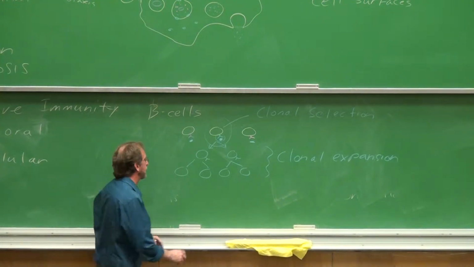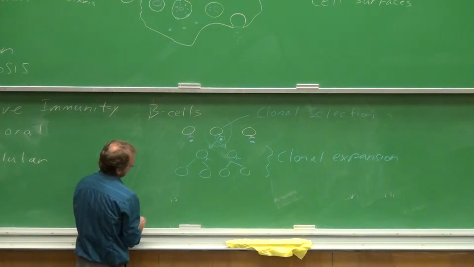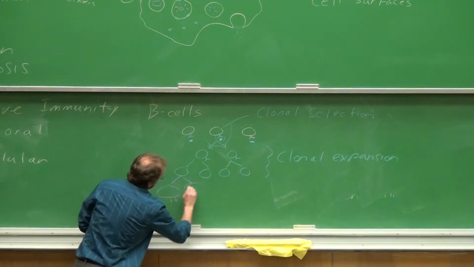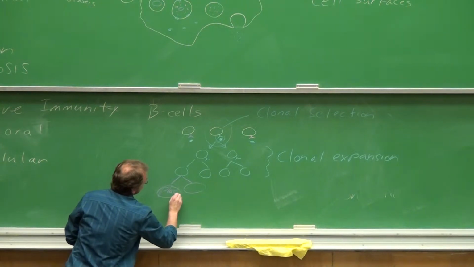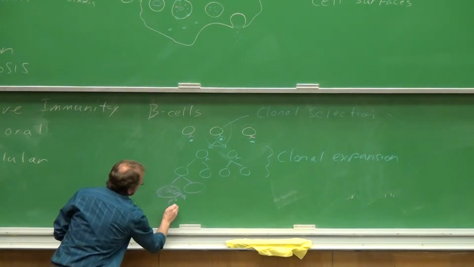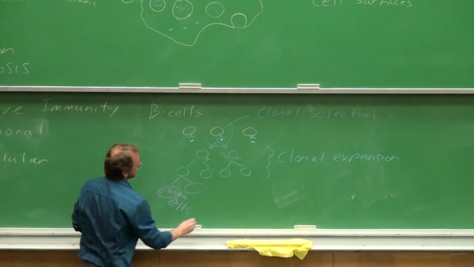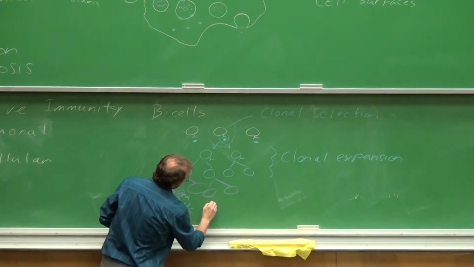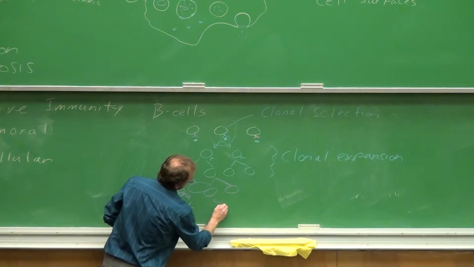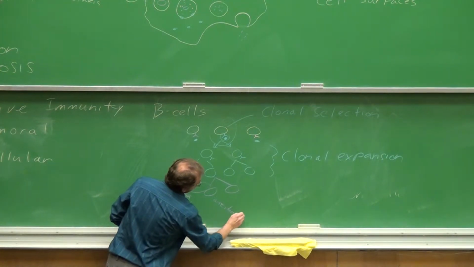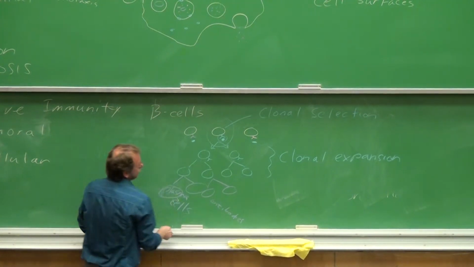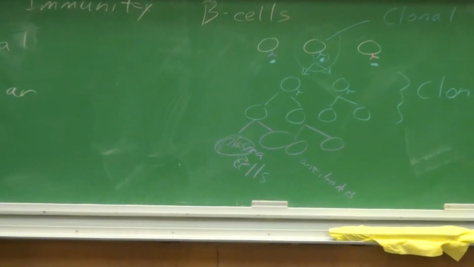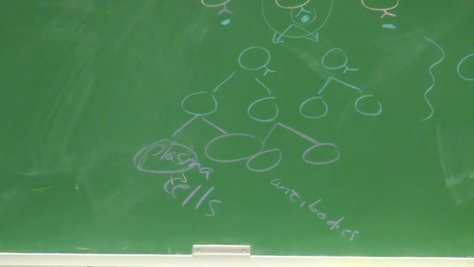and then started to differentiate. Some of these cells became what are known as plasma cells. And plasma cells release antibodies. So now you've got all these plasma cells releasing all kinds of antibodies, flooding the bloodstream with antibodies, flooding the lymph with antibodies.